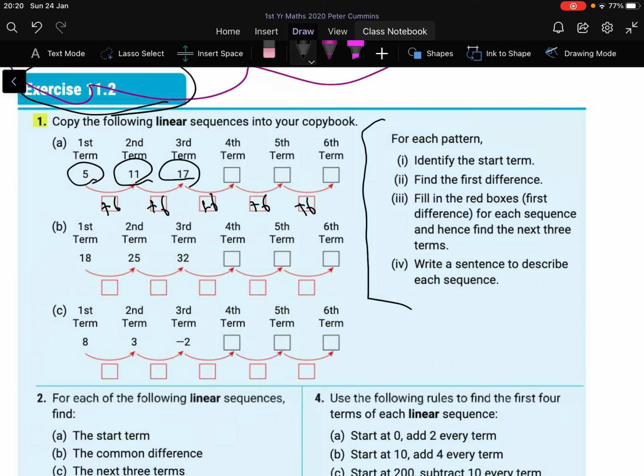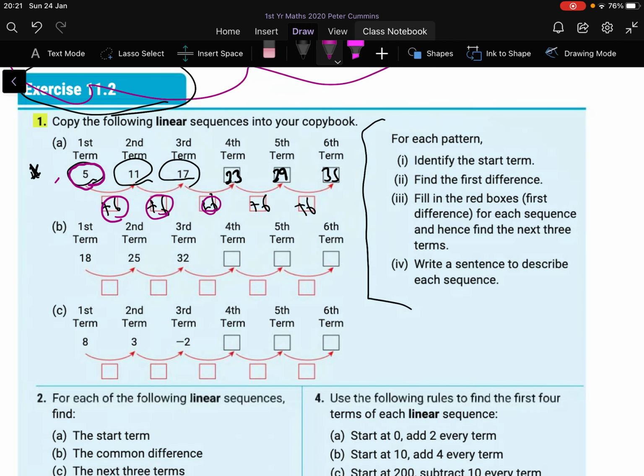I'm just going to put my iPad down, draw, and I'm going to add those up. I'll put the answers in. So 17 and 6 is going to give me 23. Add 6 again, it's going to give me 29. Add 6 again, it's going to give me 35. So what they're asking us to do is fill in the boxes, which I've done, and write a sentence. So the sentence is going to be, it starts with 5, so that's our first term, and you add 6 every time. So it starts with 5 and add 6 every time.